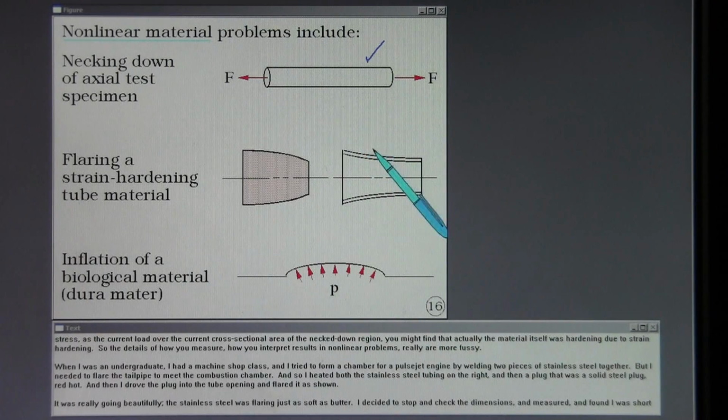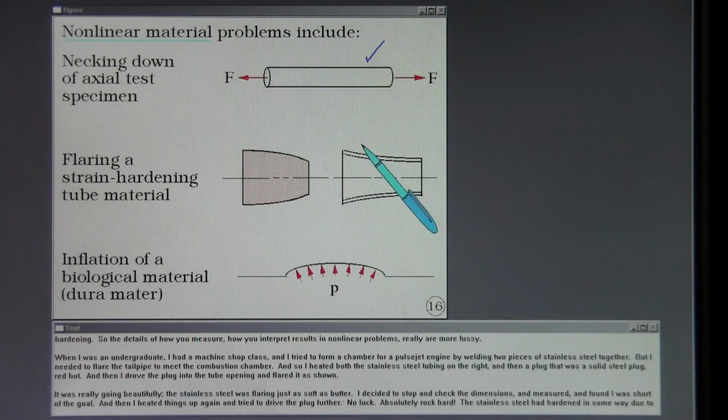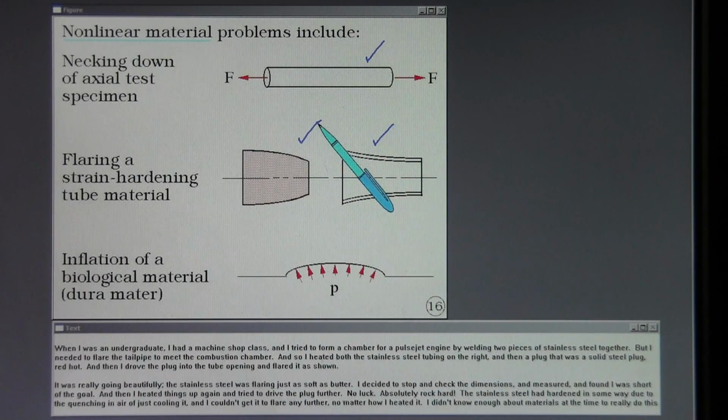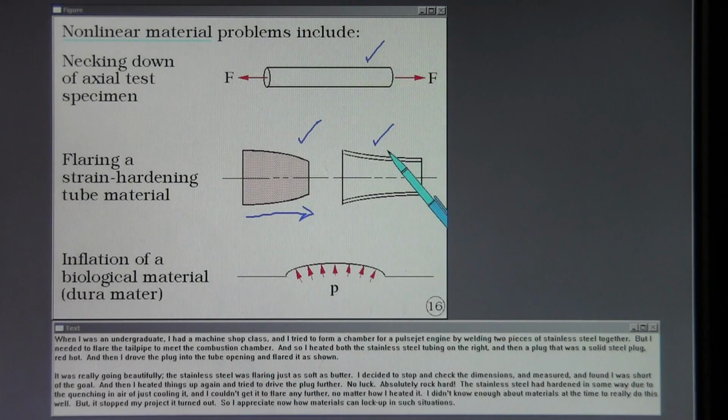When I was an undergraduate, I had a machine shop class, and I tried to form a chamber for a pulse jet engine by welding two pieces of stainless steel together. But I needed to flare the tailpipe to meet the combustion chamber. And so I heated both the stainless steel tubing on the right and then a plug that was a solid steel plug red hot. And then I drove the plug into the tube opening and flared it as shown. It was really going beautifully. The stainless steel was flaring just as soft as butter.